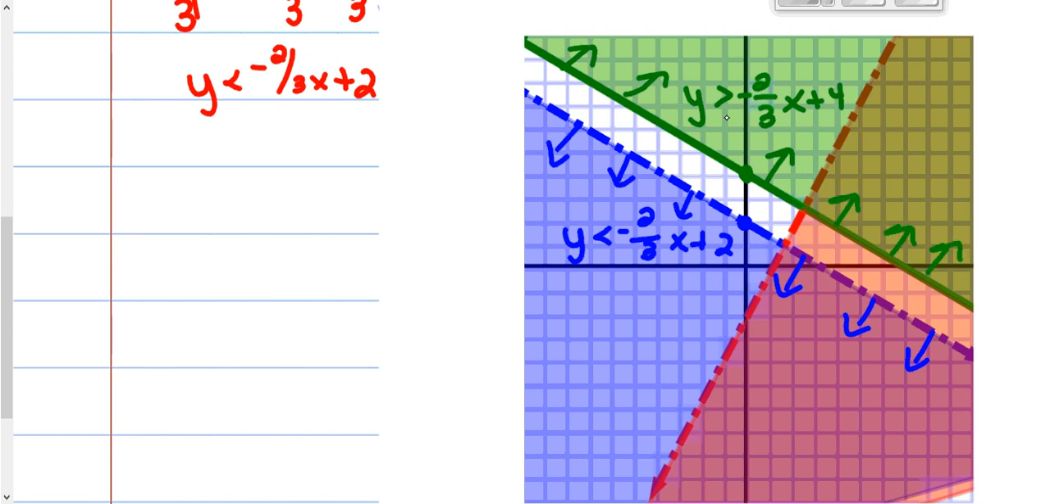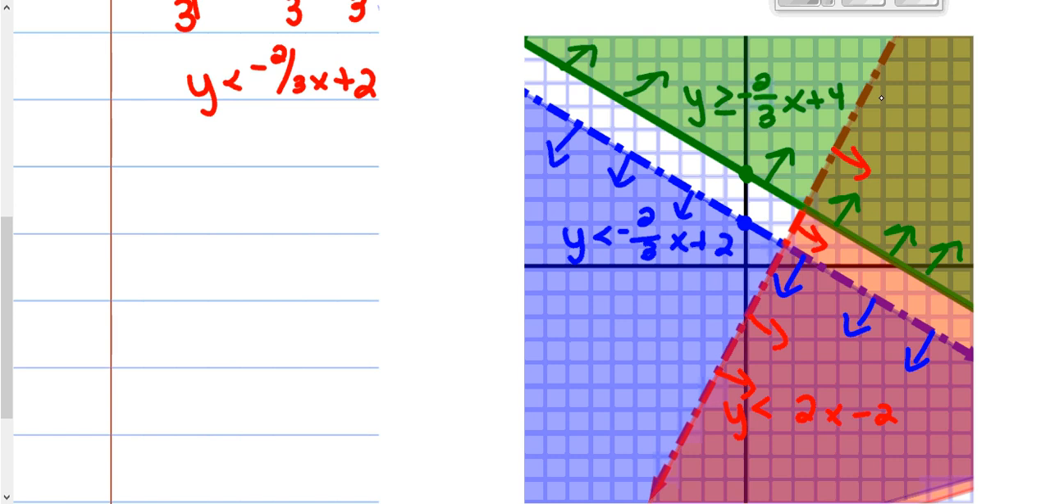It's greater than or equal to. So that's why we have a solid line on that one. And then right here we have a dotted line. For the last one, y is less than 2x minus 2. And so less than shades below. So we are shading below here.